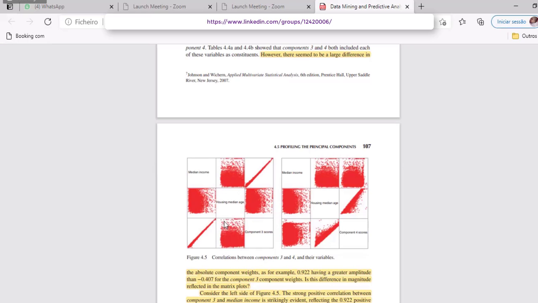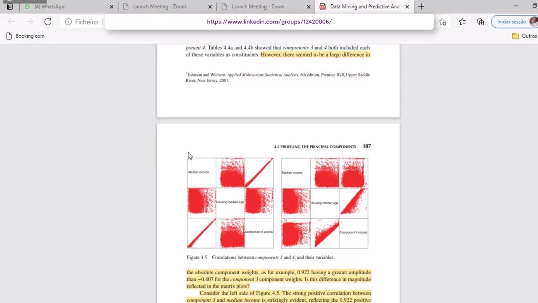I don't know if you understand these matrices. I think they are intuitive. I'm not understanding the graphs, sorry. Okay, so I think I can explain. Here you have median income, housing median age, and component number 3. And these... which one is the x and the y axis?